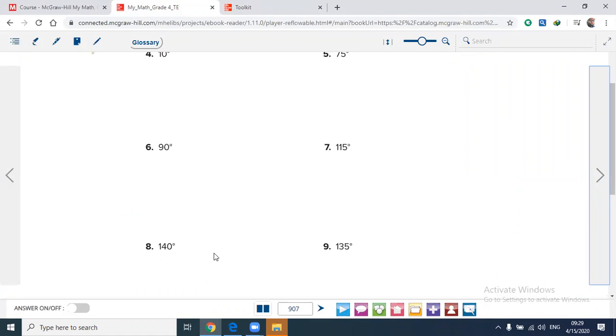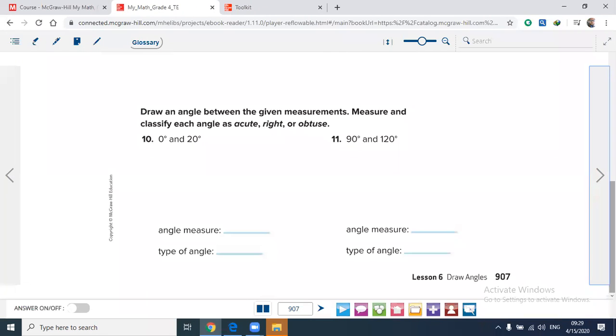Okay. And the number 135. Here in number 10 and 11, draw the angle between the given points, and classify each angle as acute, right, or obtuse. Number 10 and 11.